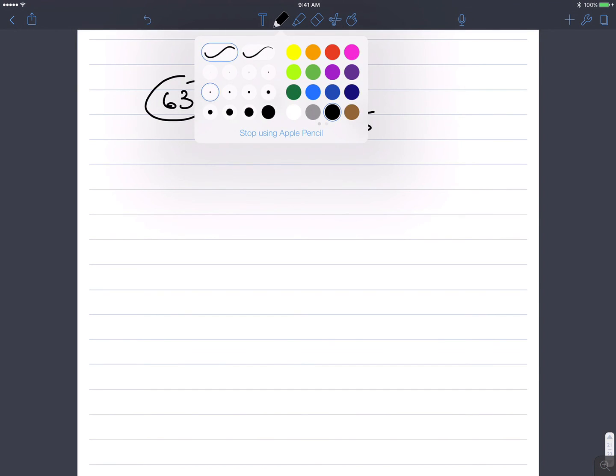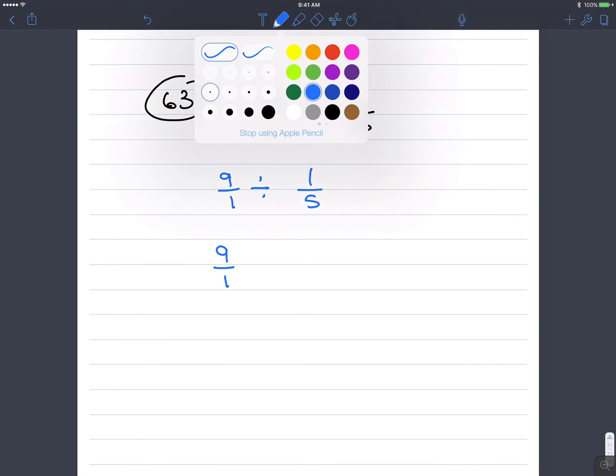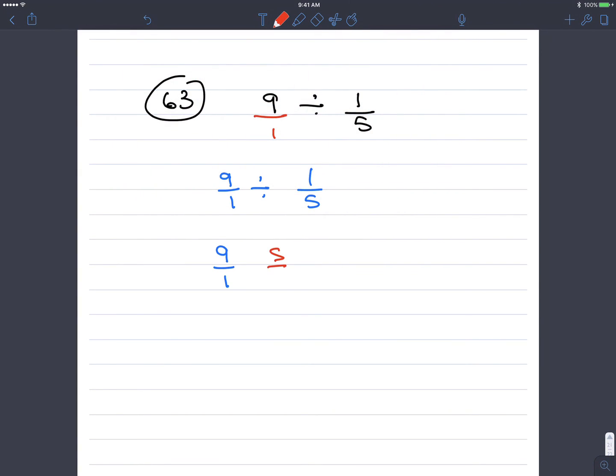9 divided by 1/5. 9 over 1. So we're going to write this as 9 over 1. Now, divided by 1/5. Keep the first fraction the same. Flip the second fraction over. And now what? You're going to multiply. You multiply fractions horizontally across. 9 times 5 is 45. 1 times 1 is 1. 45 divided by 1 is 45.